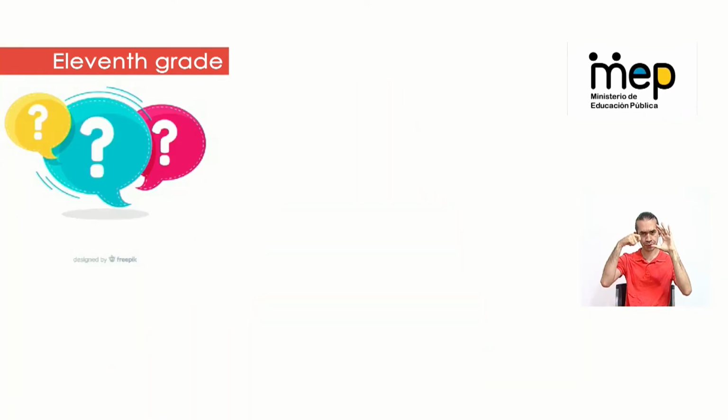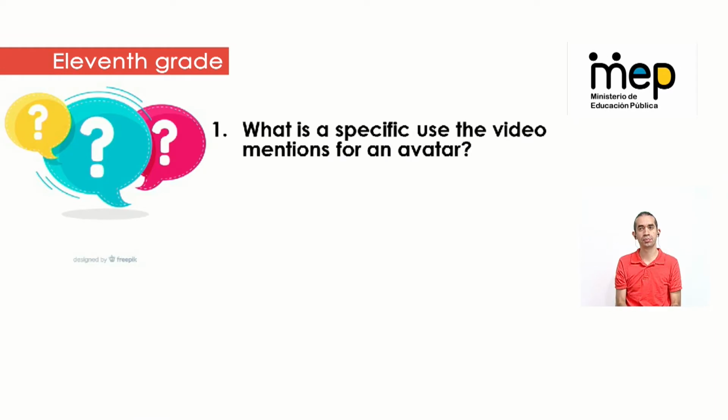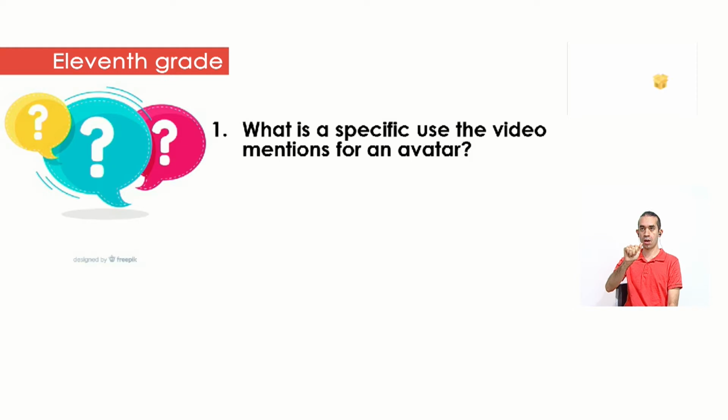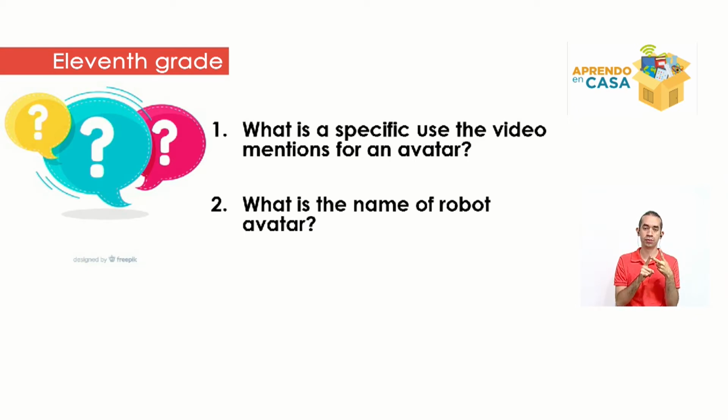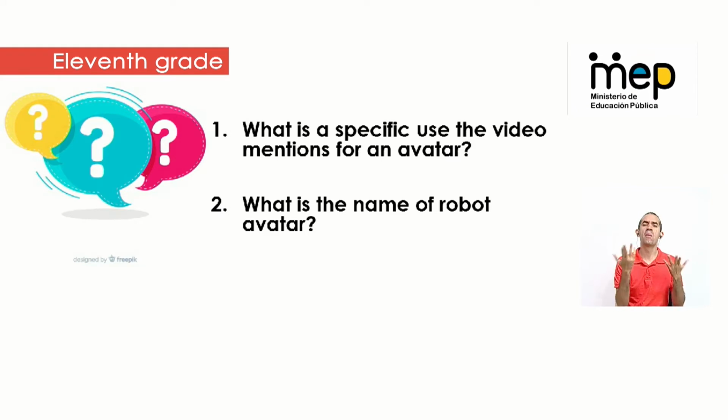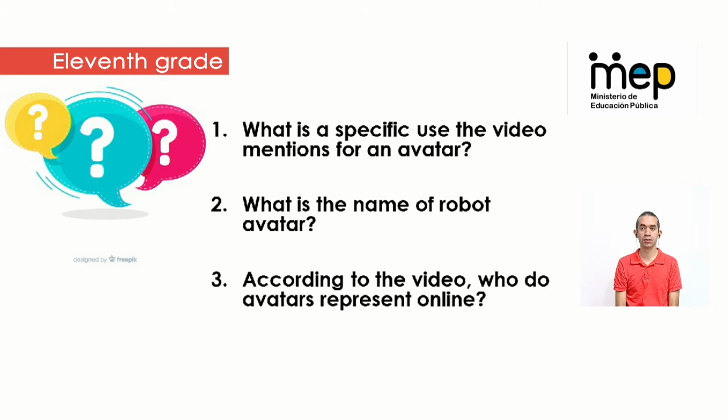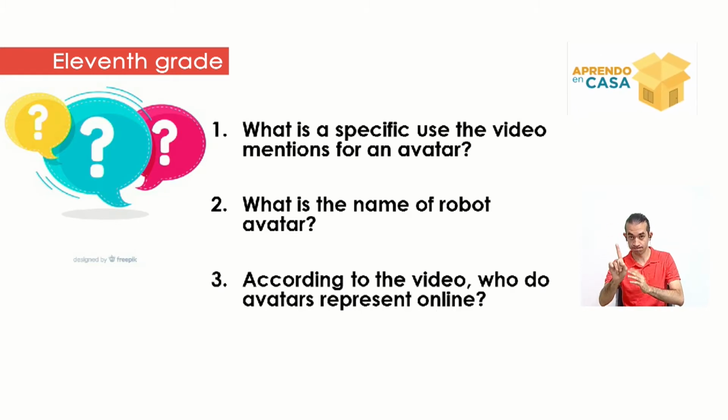Let's look at the questions that I have for you. The first question is, what is a specific use the video mentions for an avatar? They give an example. What is that example about? The second question is, what is the name of the robot avatar? They actually mention the specific name for that robot, okay? And the third one, according to the video, who do avatars represent online?